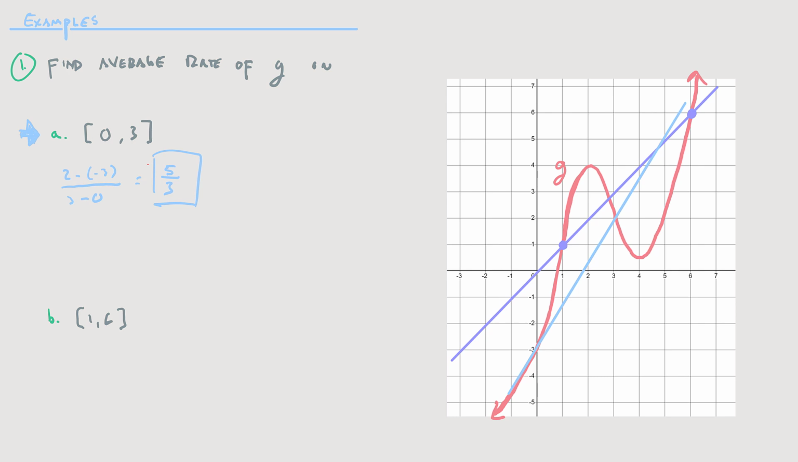So for 1 and 6, I have different points now because we're looking at the x coordinate 1 to the x coordinate 6, which have different y coordinates, which you'd have to find. They're 1, 1, and 6, 6, though. So if you count up and over, you get 5 over 5. Or if you do y2 minus y1 over x2 minus x1, you also get 5 over 5, which is 1. So the slope of that line is 1, which means the average rate of change of g on this interval is 1, and the average rate of change on this interval is 5/3, which makes sense visually too. The blue line is steeper than the purple one.